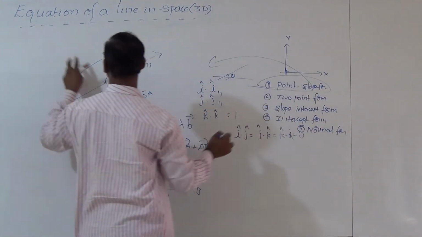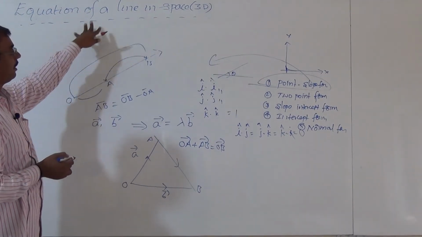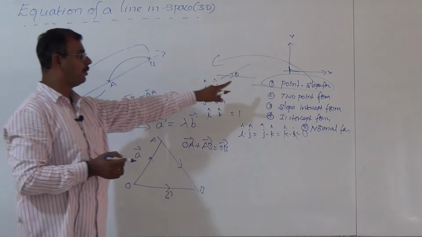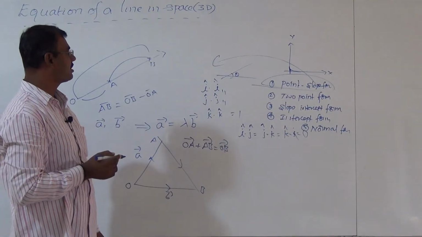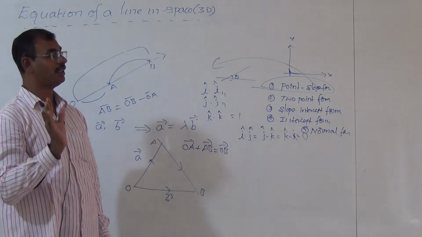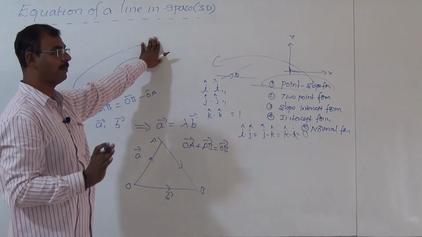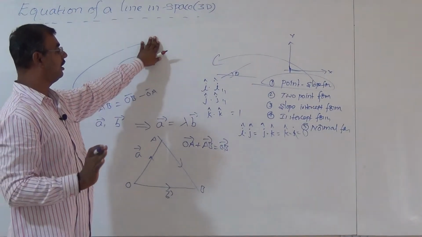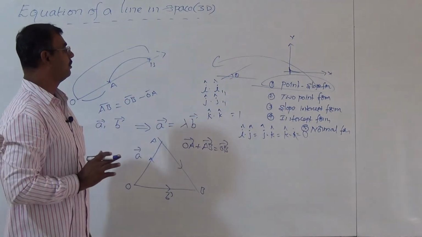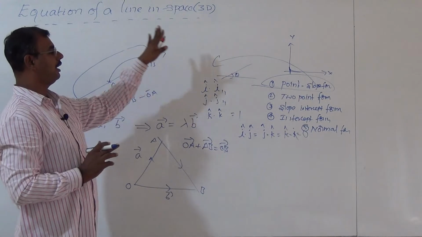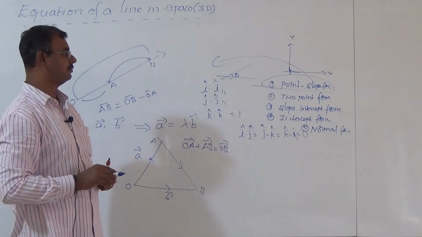So the first possibility is to find the equation of a line passing through a point and parallel to a vector. That is the first possibility. We have only two possibilities in three-dimensional space to find the equation of a line. The first possibility is the equation of a line passing through the point and parallel to a vector. Vector meaning what? It has a direction.